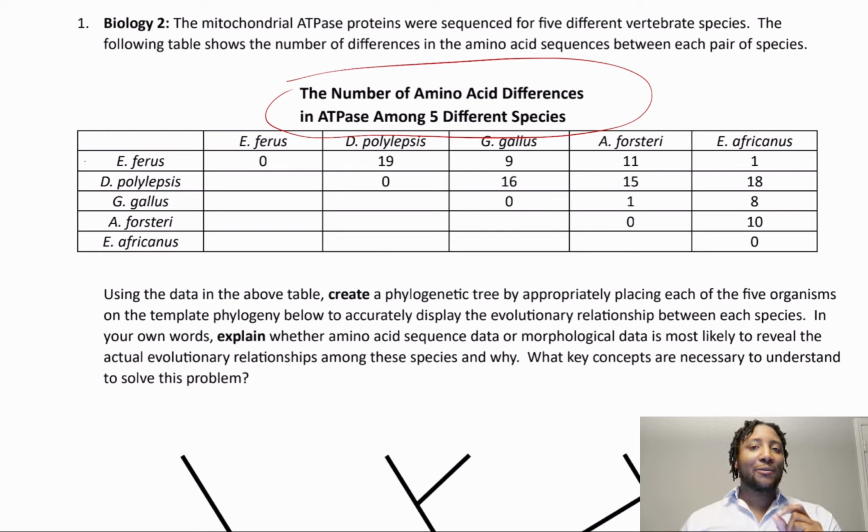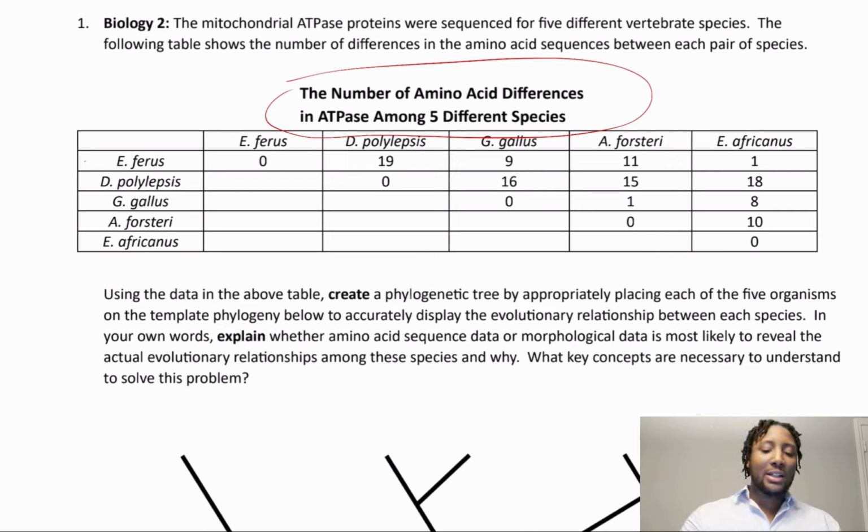So when tackling a phylogenetic tree, we have to determine, are they giving us a physical trait? Are there pictures that we can use to distinguish the differences between these species? Or are they giving us something more genetic, or in this case, amino acid differences? So they're giving us amino acid differences. This is how we'll see the different traits between these species.